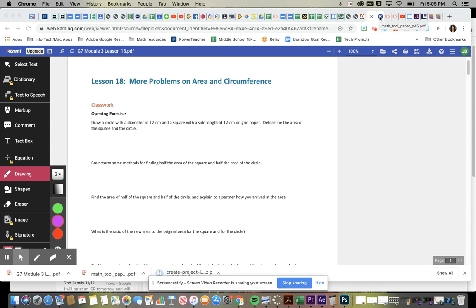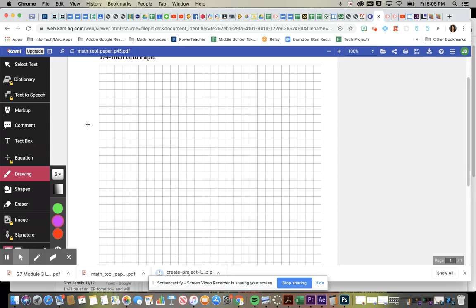All right, so I'm going to switch over here to this grid paper. I know that the square will be the easiest to draw, so I'm going to start there. It says the side lengths of the square has to be 12. So if each one of these is 1 centimeter, I'm going to draw across here 1, 2, 3, 4, 5, 6, 7, 8, 9, 10, 11, 12. And then down 1, 2, 3, 4, 5, 6, 7, 8, 9, 10, 11, 12.